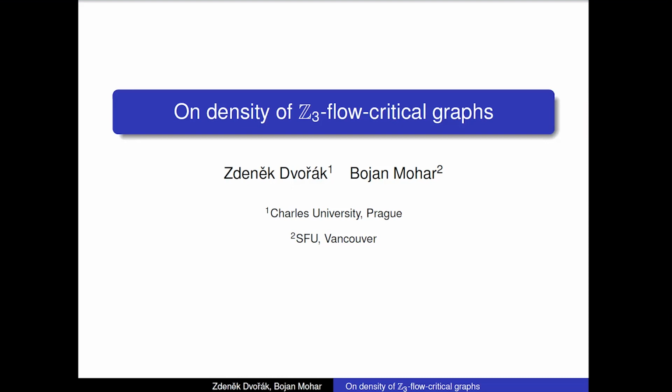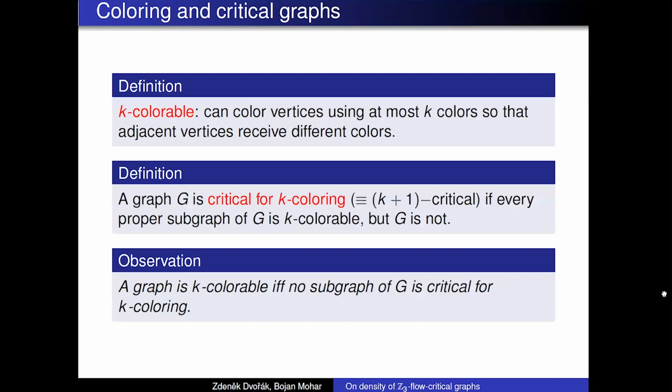Let me first explain what flow critical graphs are, how they are motivated, and why we care about their density. Basically, anything in the topic of nowhere zero flows is motivated by graph coloring. So let's start with the related notions in the setting of graph coloring.